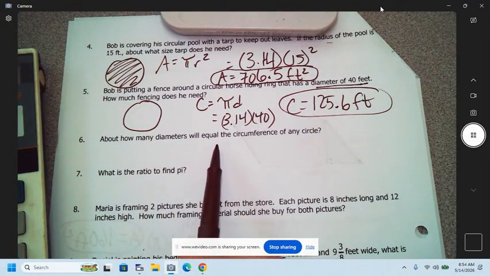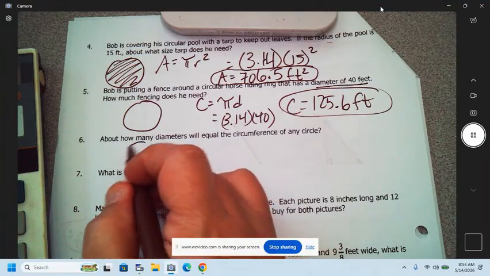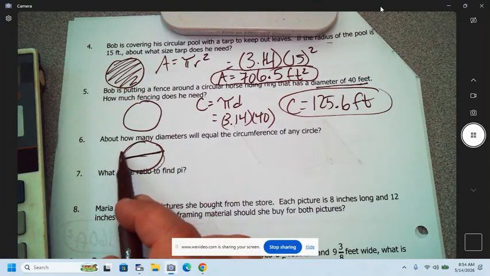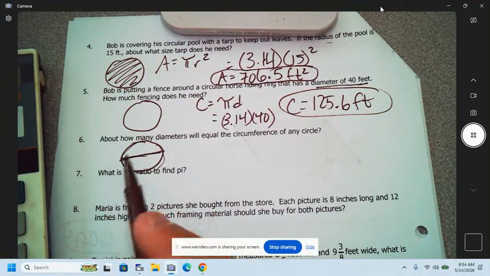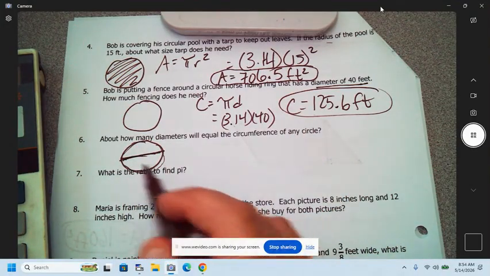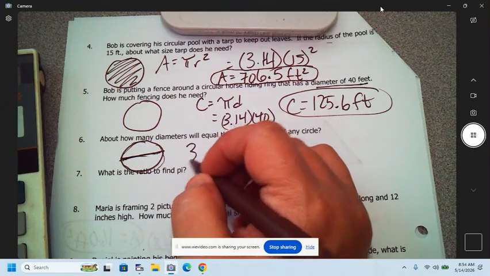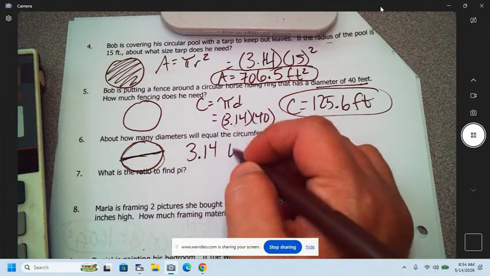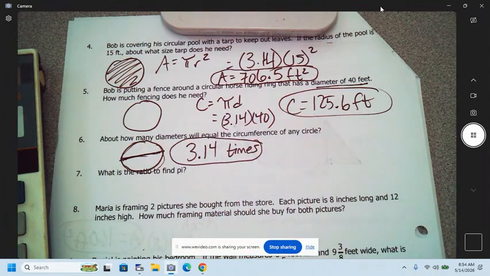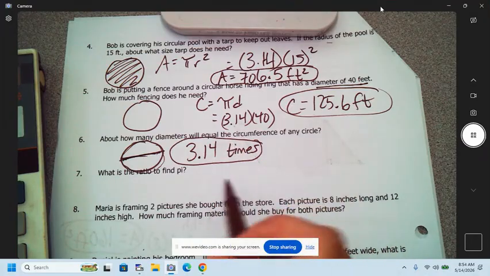About how many diameters will equal the circumference of a circle? So here's the circle. The circumference is around the outside. How many diameters, which is this, will go around the circle? And we talked about this. It's a special ratio, and we know it's special to circles. So this diameter will go around the circle 3.14 times. Actually, 3.141, whatever the rest of the number is, times. And it doesn't matter how small or large the circle is.